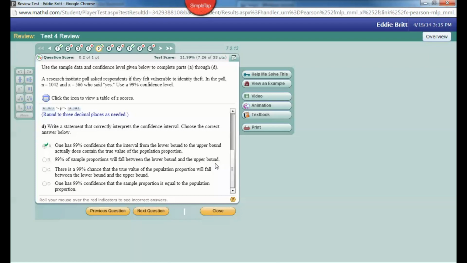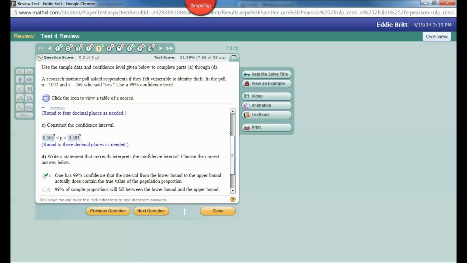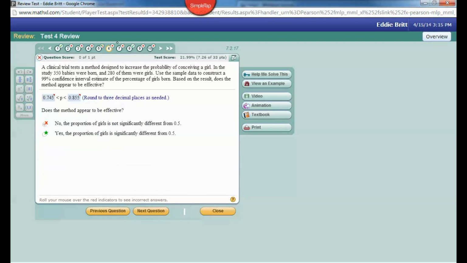It doesn't mean that there's a 99% confidence that p hat is in here. It says there's a 99% confidence that the true value of the population proportion is in there. Okay? A little different. It's important that you do understand that. Makes these problems go a little bit easier if you do.